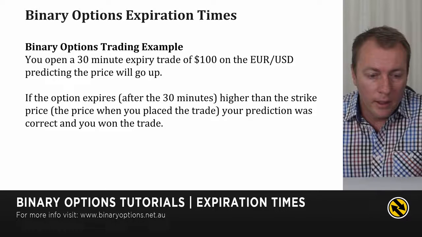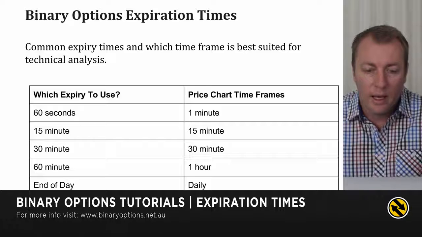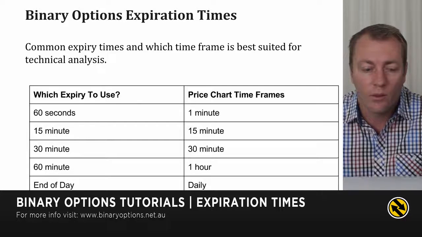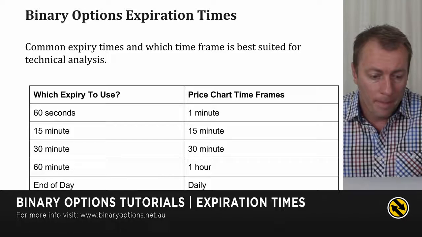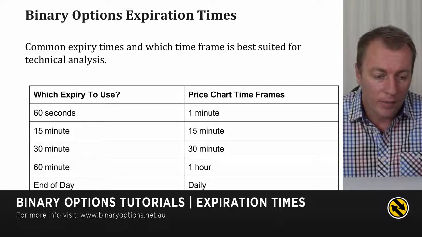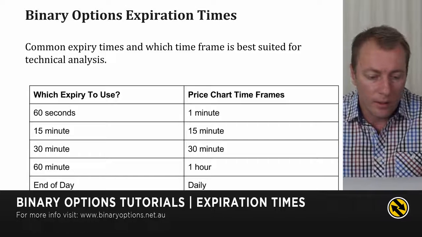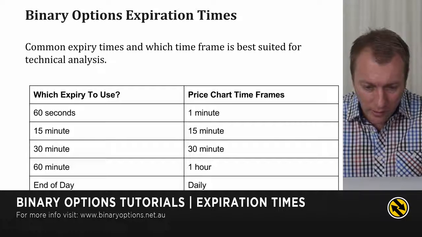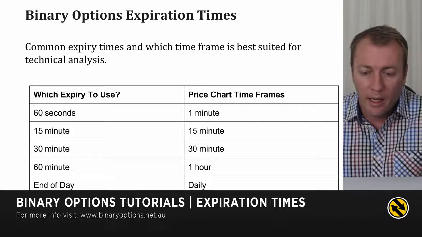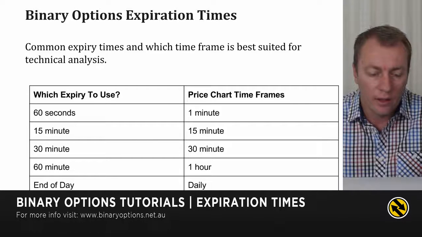So here are some common expiry times and time frames which are best suited when getting into technical analysis, which we'll cover further in further tutorials. There are probably about 5 popular expiries to choose from, being 60 seconds, 15 minute, 30 minute, 60 minute, and end of day. And here I've actually done a correlation of which chart timeframes you should be analyzing when trading on those expiry times.